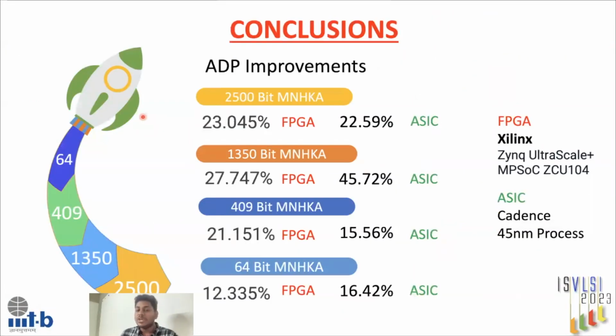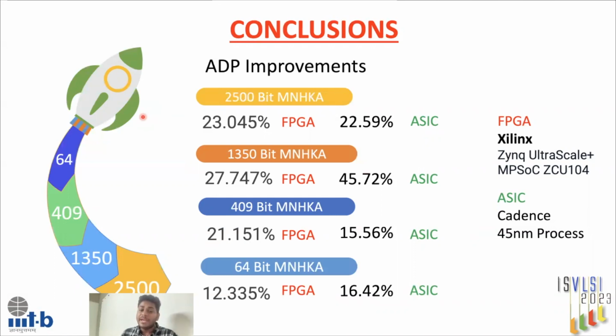Now let's jump into the conclusion of the previous 4 slides. Considering ADP as a figure of merit, for 2500 bit MNHKA, it shows a best case ADP improvement of 23% for FPGA and 22% for ASIC. For the 1350 bit MNHKA multiplier, it showcases a best case ADP improvement of 27% for FPGA and 45% for ASIC.